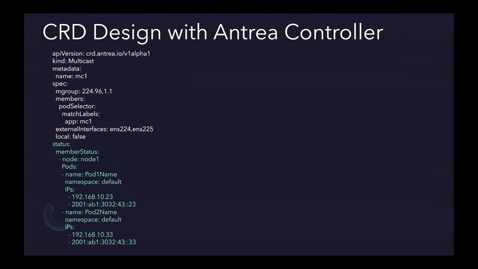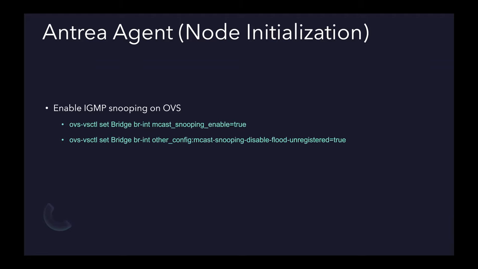So for the Antrea controller part, it's really simple. It watches the multicast CRD and computes which ports are involved in each multicast group. The Antrea controller leverages the port selector to select ports and writes the port information back to the CRD, organized by nodes. The green part I highlighted is the information that is written by the Antrea controller. And for the Antrea agent on the node, in the initialization stage, we want to configure it with two commands as we talked about before. The Antrea agent should configure the OVS bridge to support snooping multicast membership port.